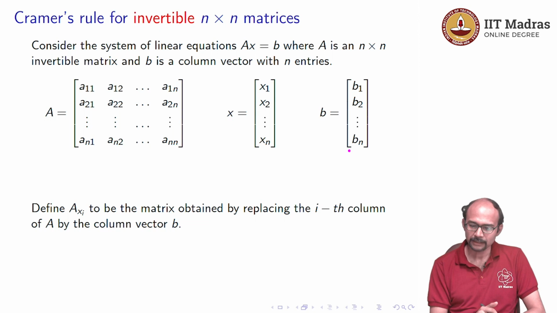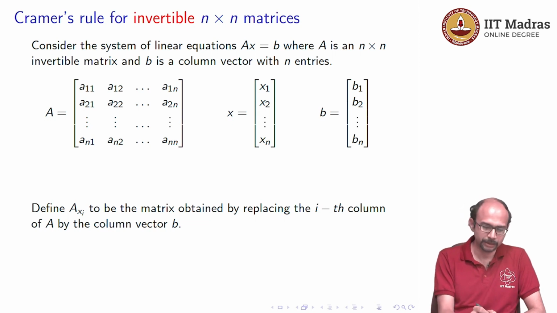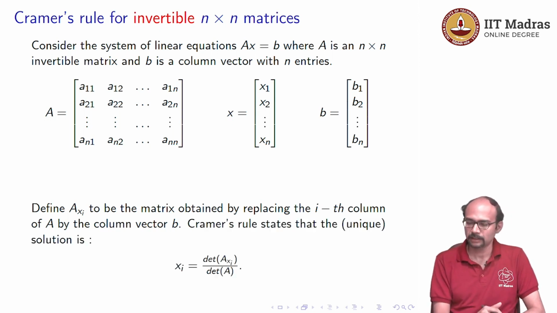If you do that, then you compute its determinant, and then the solution to this system of linear equations is given by Cramer's rule: xi is determinant of A subscript xi divided by determinant of A. We compute this for each i. So, x1 is determinant of A subscript x1 by determinant of A, x2 is determinant of A subscript x2 by determinant of A, and so on up till xn is determinant of A subscript xn by determinant of A. That is what Cramer's rule states.